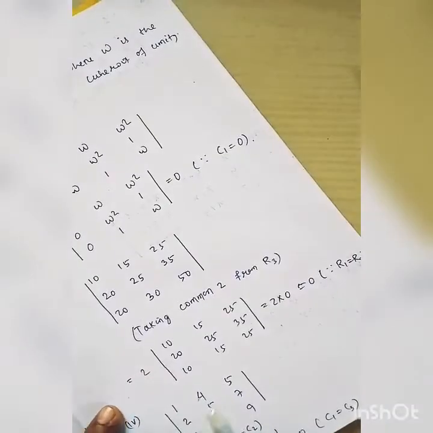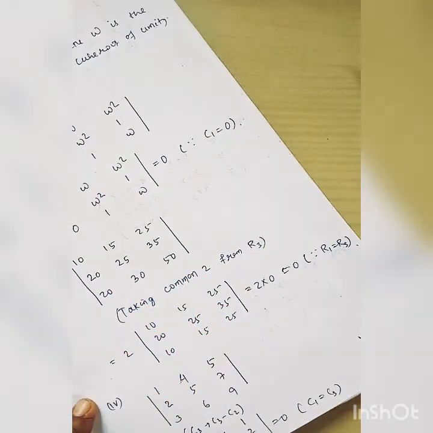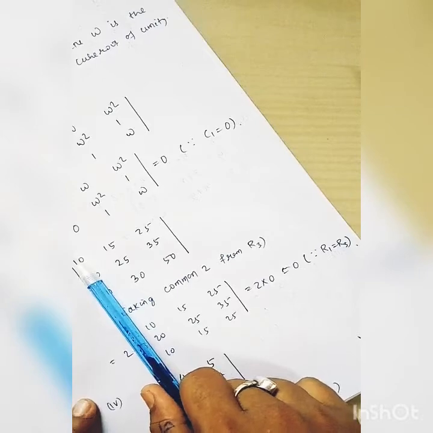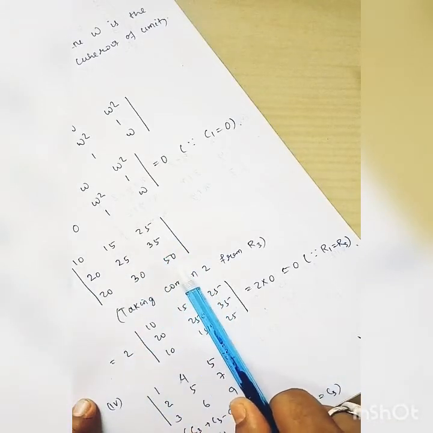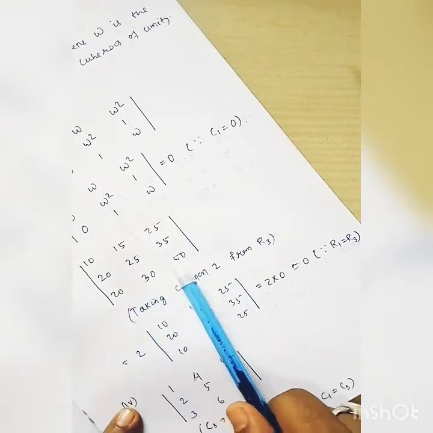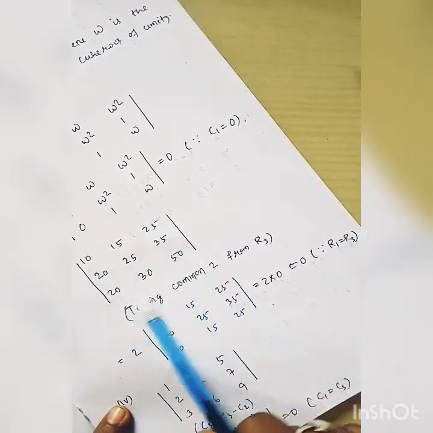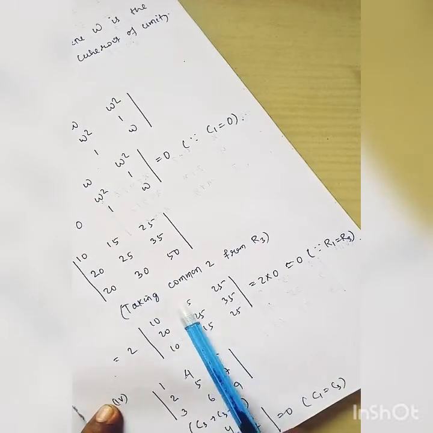Similarly, take another example. If you observe this, the first row and third row are proportional. It is 10, 15, 25, 20, 30, 50. Then by taking 2 common from row 3, we can write this. Now the determinant of this is equal to 0, so 0 equals 0.